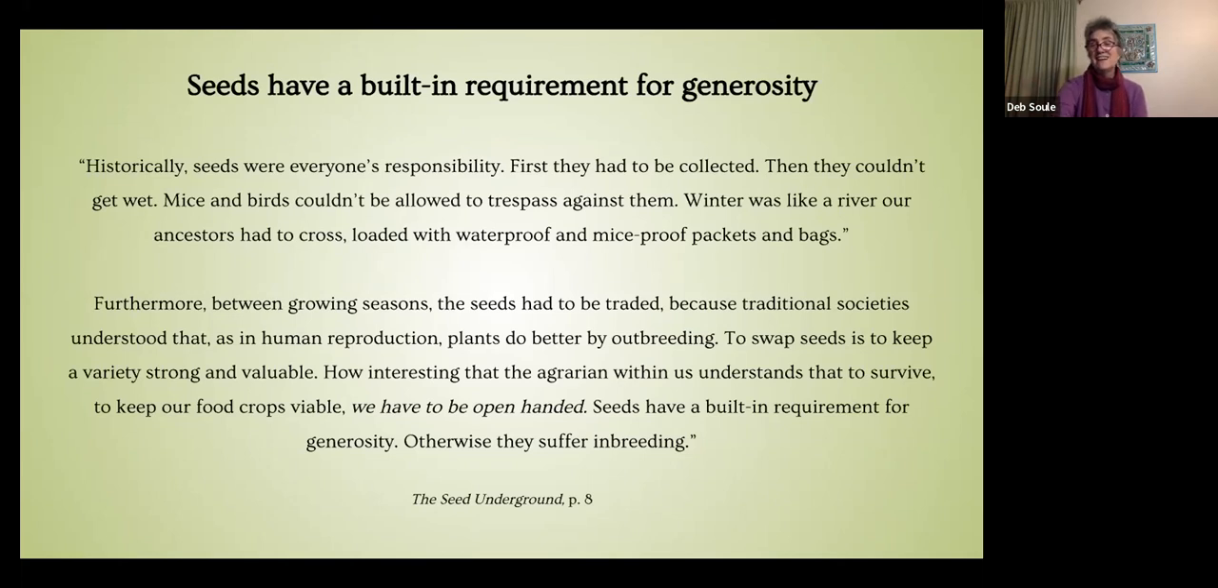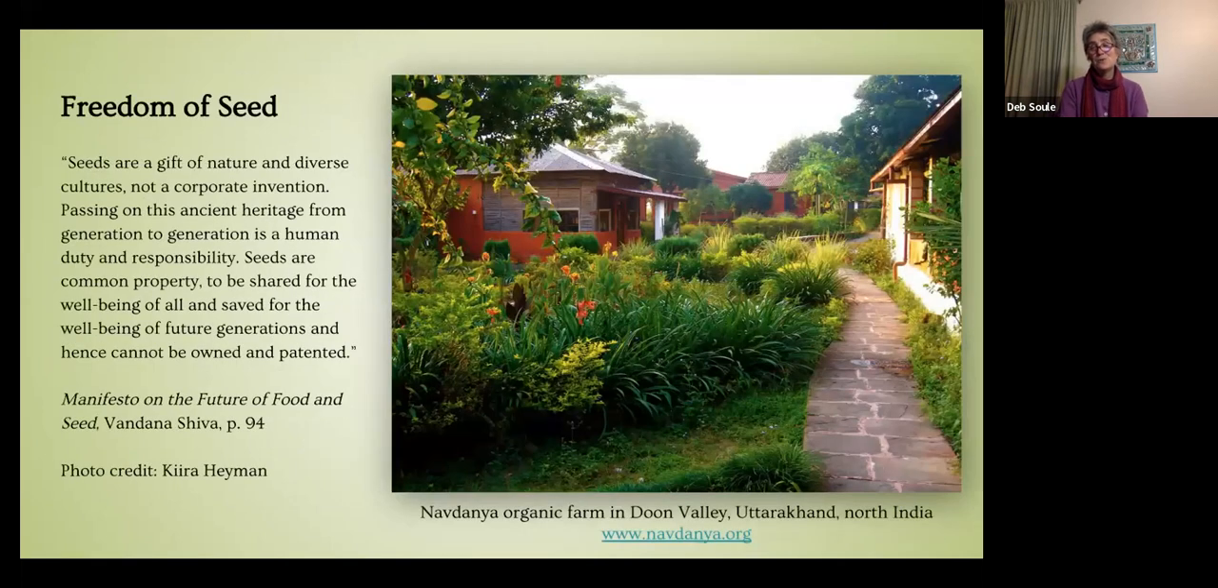So I hope that you might enjoy reading The Seed Underground. It's a fabulous book. And also the work of Vandana Shiva, I wanted to uplift. This is a photo that my friend Kira took when she visited Navdanya, which is the organic farm in Doon Valley in North India that Vandana Shiva helped to start. And Vandana says to us, seeds are a gift of nature and diverse cultures, not a corporate invention.